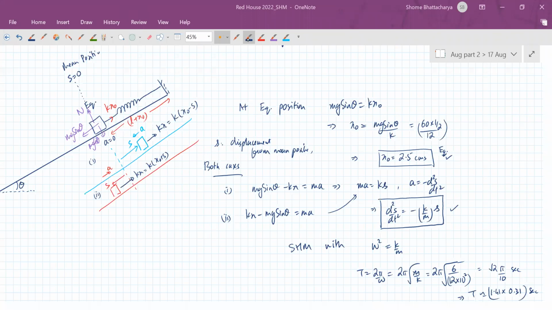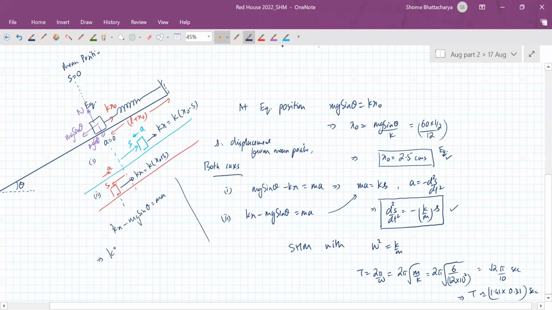Yeah, so in case 2, Vineet, see what is happening in case 2 is that your spring force exceeds mg sine theta, no? So the acceleration is in the upward direction. So kx minus mg sine theta is equal to ma. Okay, and you substitute the value of x as x naught plus s.